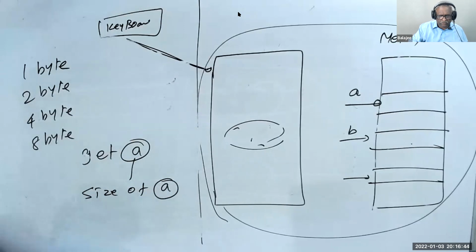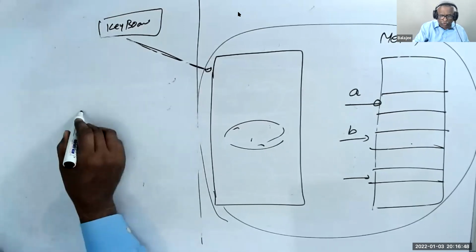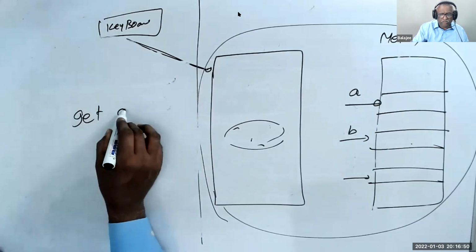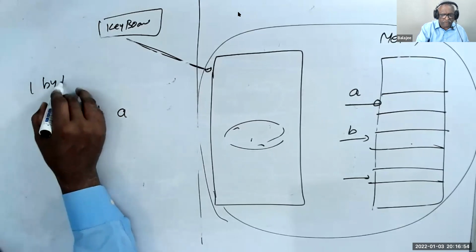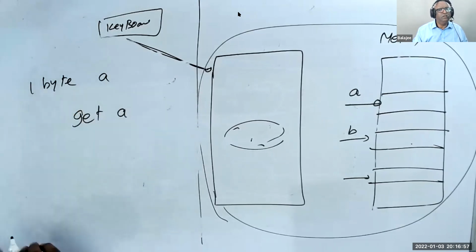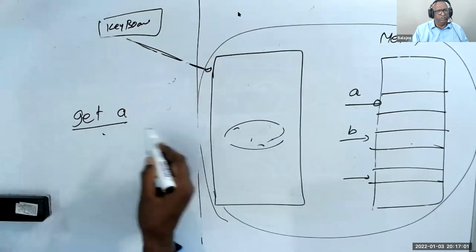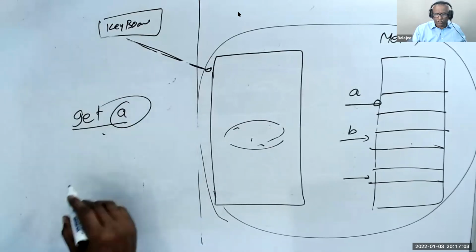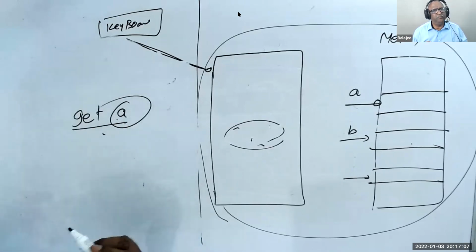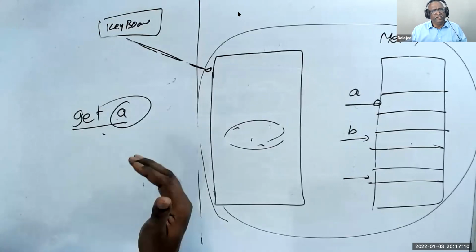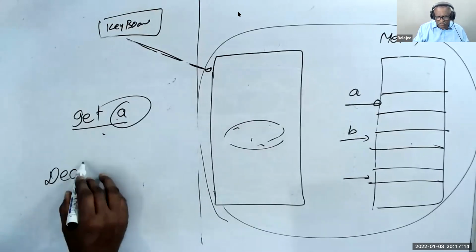That's simple. So what you have to do here, before you use get A, you should tell him that I want to use 1 byte A. If you start using it without telling him, the computer will say that no, I don't accept this because you have not allocated any space for A. In Dennis Ritchie's language, they call that a declaration.